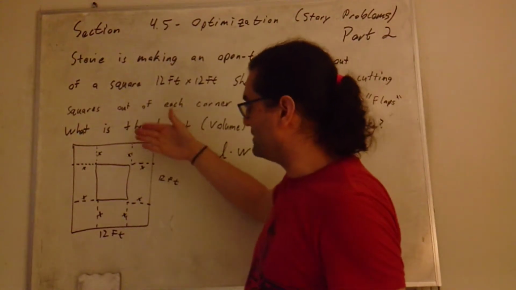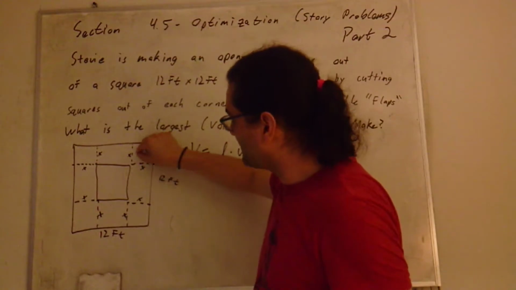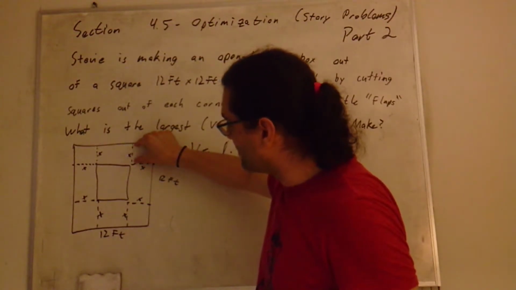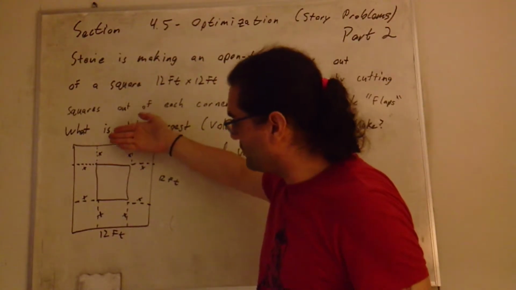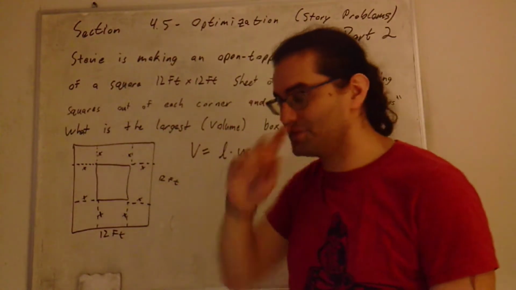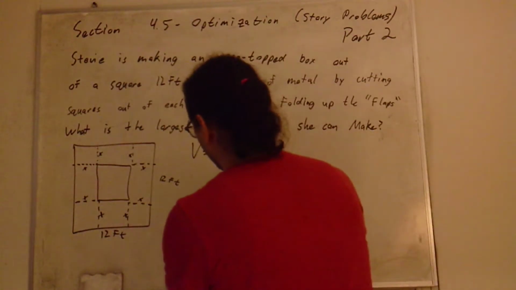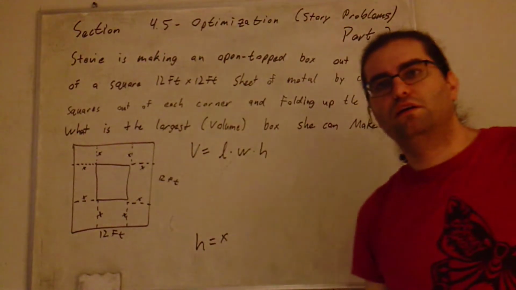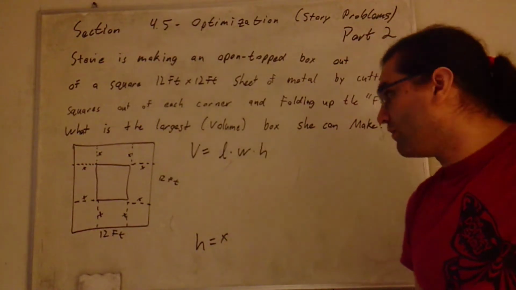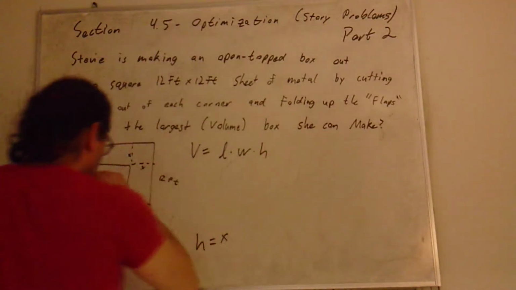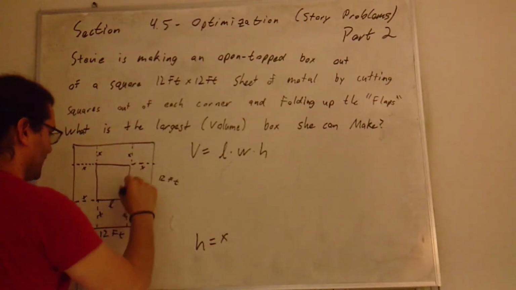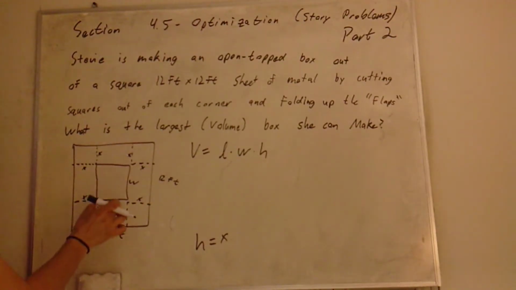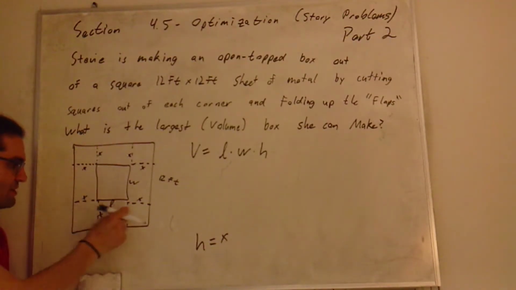Height is pretty easy. If this distance is x, then when you fold that flap up, that becomes the height of the box. So the height is just going to be x. Perfect. No mysteries there. Length and width are what are going to become sort of problems for us. We need to know how much box is left here in the base after we cut away these squares of size x.